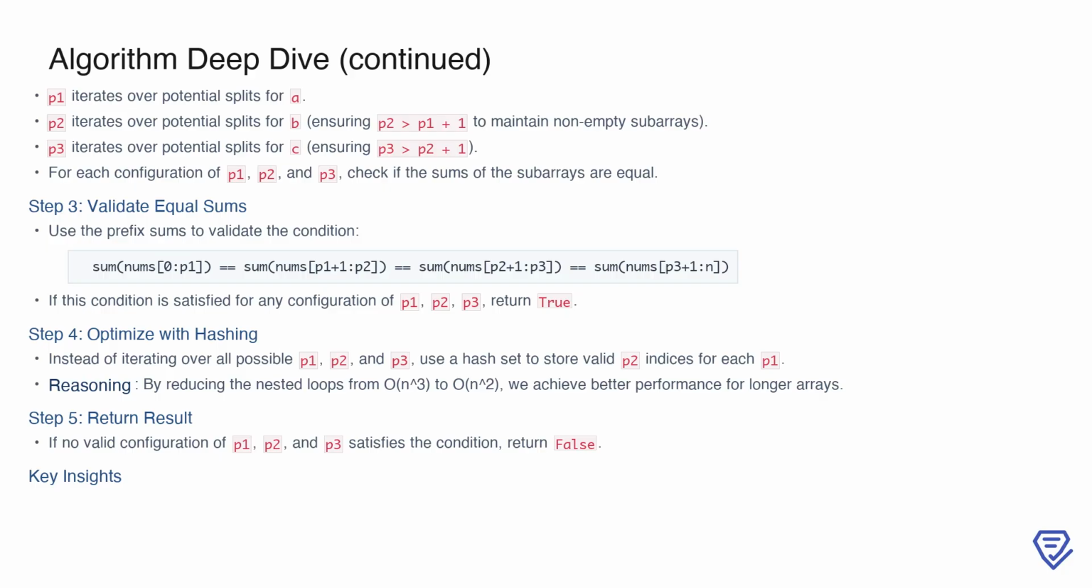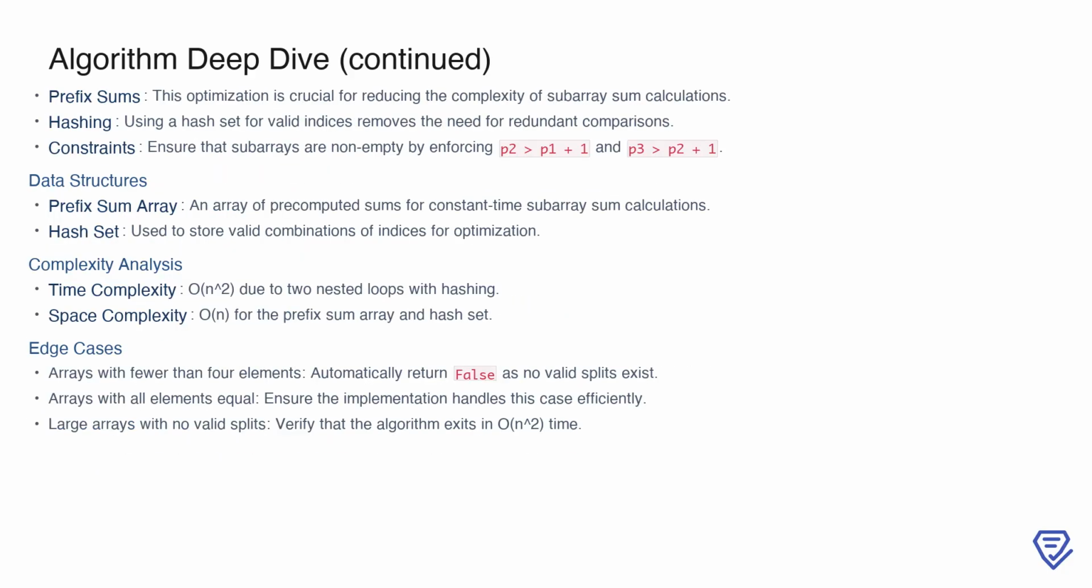By using a hash set, we can store valid indices for P2 corresponding to each P1. This optimization reduces the overall time complexity from O(n) cubed to O(n) squared, making the algorithm more efficient for larger arrays. The use of prefix sums is a key optimization that reduces the complexity of subarray sum calculations. Instead of recalculating sums repeatedly, we leverage the pre-computed prefix sum array for constant time lookups.